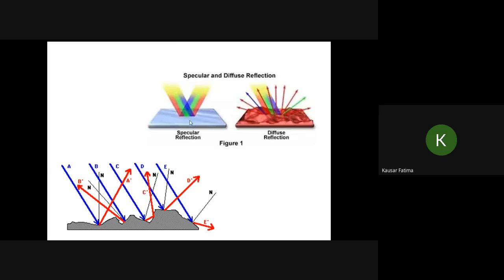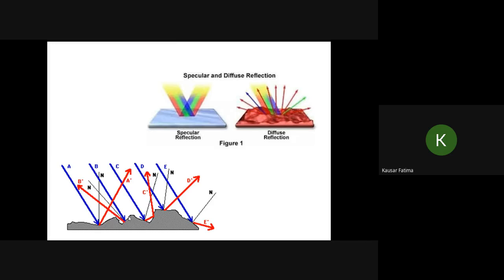This is specular or regular reflection, and this is diffuse reflection, on a rough surface. See here, ray A strikes this surface. Normal is vertical at this point, so A dash is the reflected ray. Now ray B is striking the surface this way, so the normal is different now. Normals are not parallel. Okay, the normal is not this way.